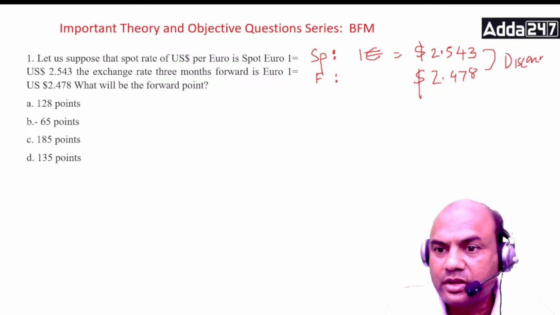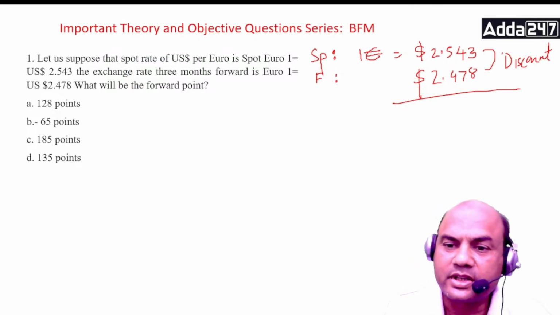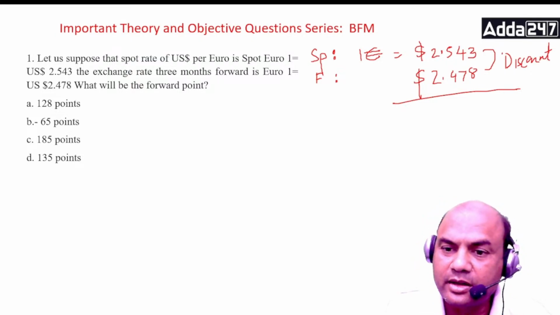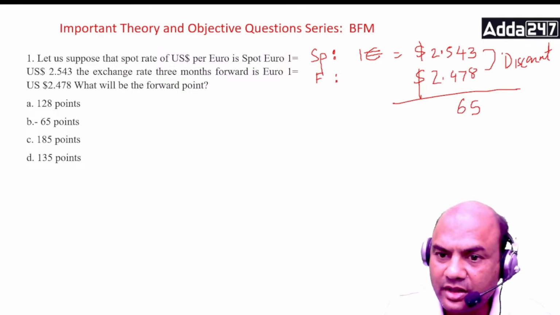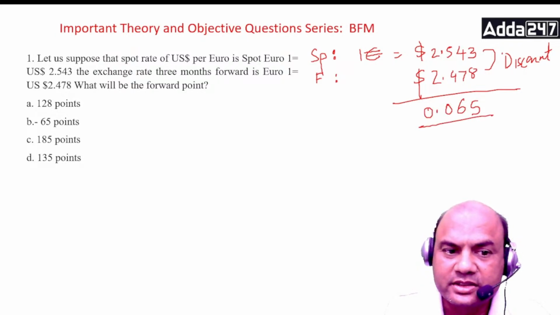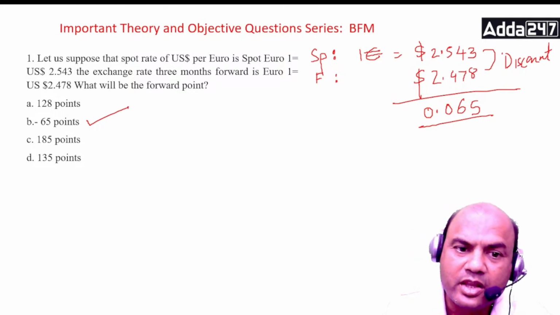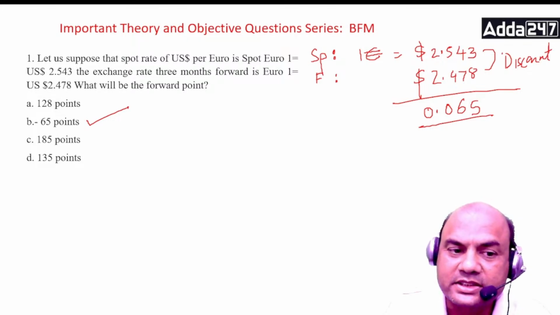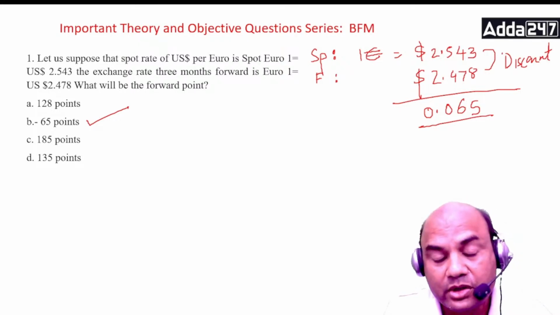How much discount? Discount is simple, just subtract this. 2.543 minus 2.478. What will be the answer? It will be 5 over here. Then 13 minus 7 is 6. Right? Then 0. So 0.065. You see this? 65 points. This is always in basis points. So what will be the forward point? It is minus 65 points. That is also a discount. Why is it minus? Because we are having a discount over here.